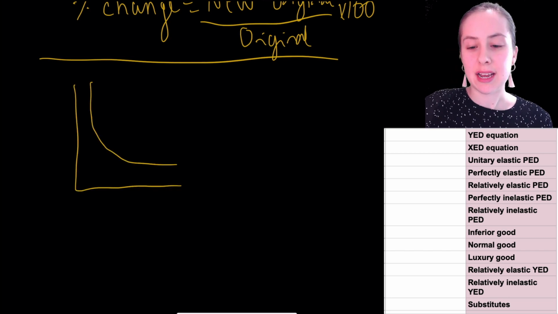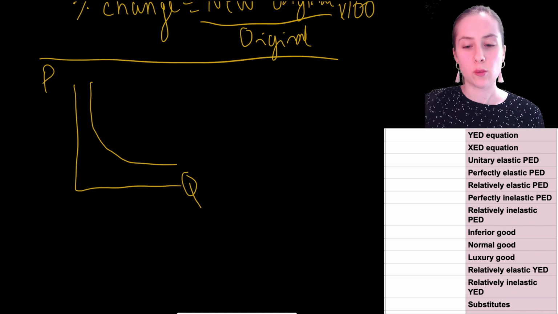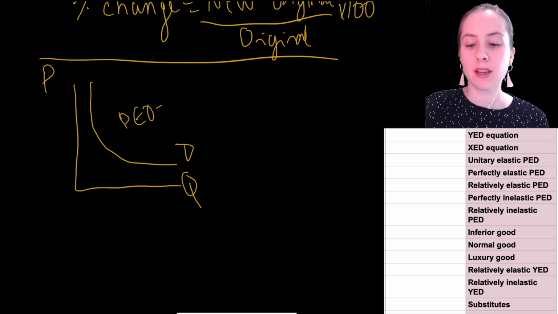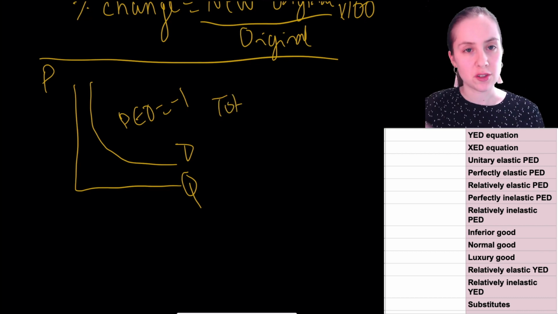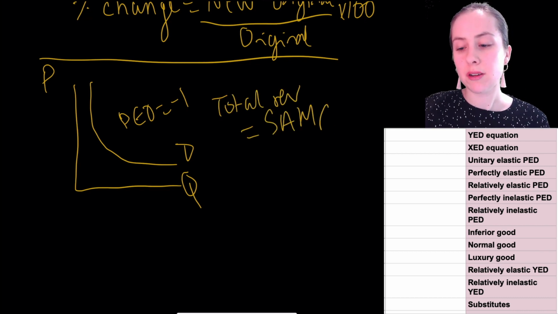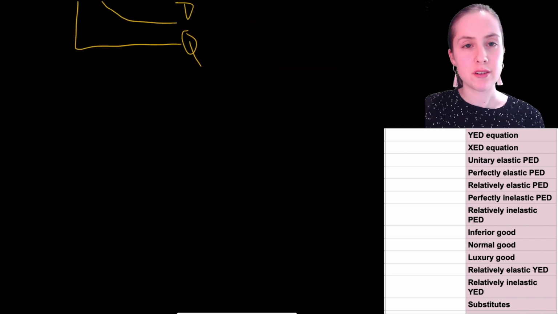In terms of unitary elastic PED, you are dealing with a demand curve that looks a bit like that. It's not straight, and that's what makes it special. It makes it have a PED of -1. If the PED is -1 because it's unitary elastic, by the way, the total revenue will always be the same, whatever you do. That's a cool fact.